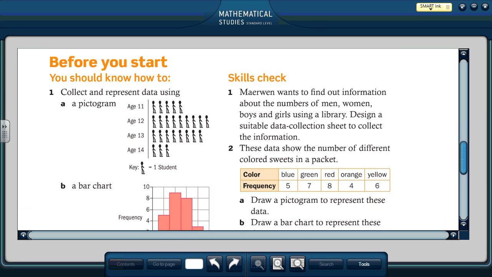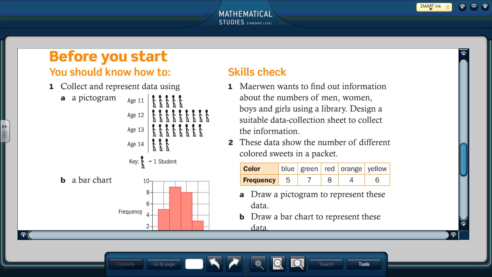From there, I do want you to try these skills checks. So the first one says Marilyn, I'm guessing that's how you say her name, wants to find out information about the numbers of men, women, boys, and girls using a library. Design a suitable data collection sheet to collect this information. So go ahead and pause and do that in your spiral.